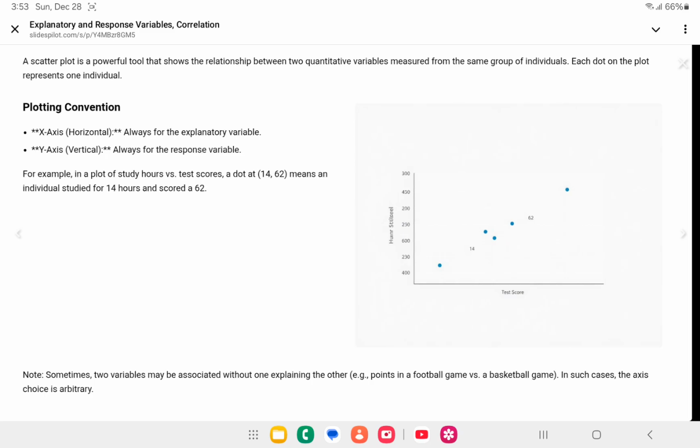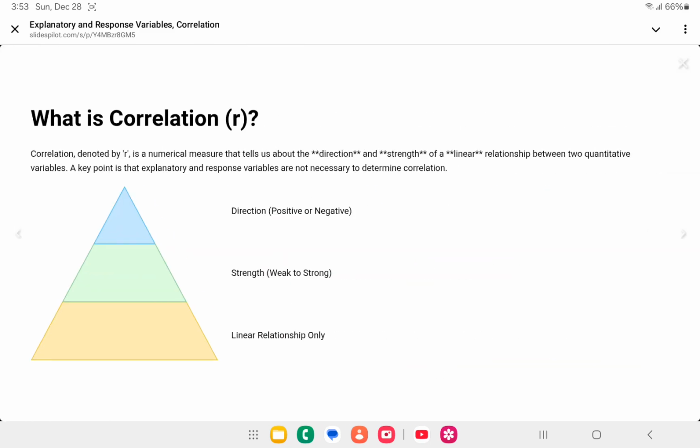Before we talk about correlation, I'd like to point out that when determining correlation, explanatory and response variables are not necessary. Now, correlation is denoted as R, and it tells you about the direction and strength of a linear relationship shared between two quantitative variables. Correlation can be expressed using scatter plots.